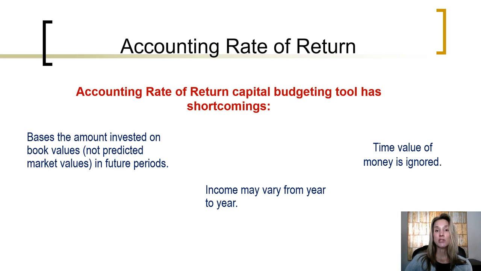The accounting rate of return as a capital budgeting tool also has some shortcomings, just like the payback period. It bases the amount invested on book values, not predicted market values in future periods. The income may vary from year to year, and the time value of money is ignored.